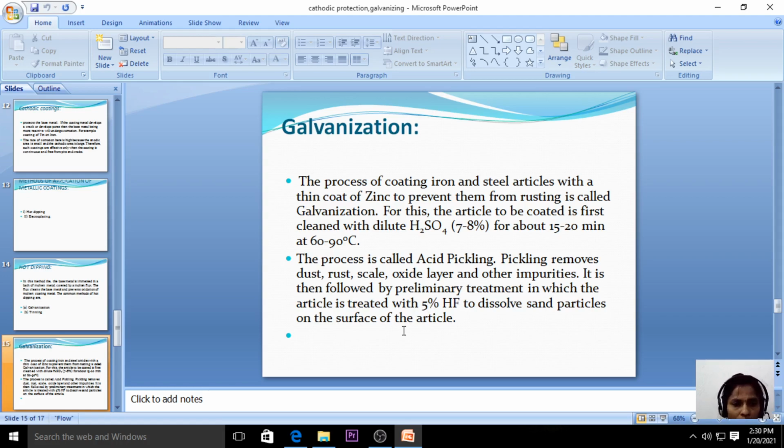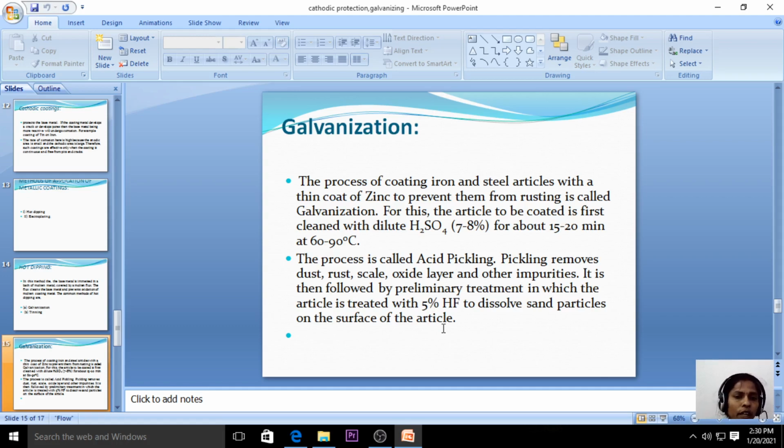If any sand particles are still present on the surface of the base metal, these sand particles are removed by using hydrofluoric acid. So the scales are removed. The scales are nothing but the hard precipitates which are strongly sticking to the base metal. That is what is meant by scale. But the sand particles are not removed by using sulfuric acid. So the sand particles are removed by using hydrofluoric acid.